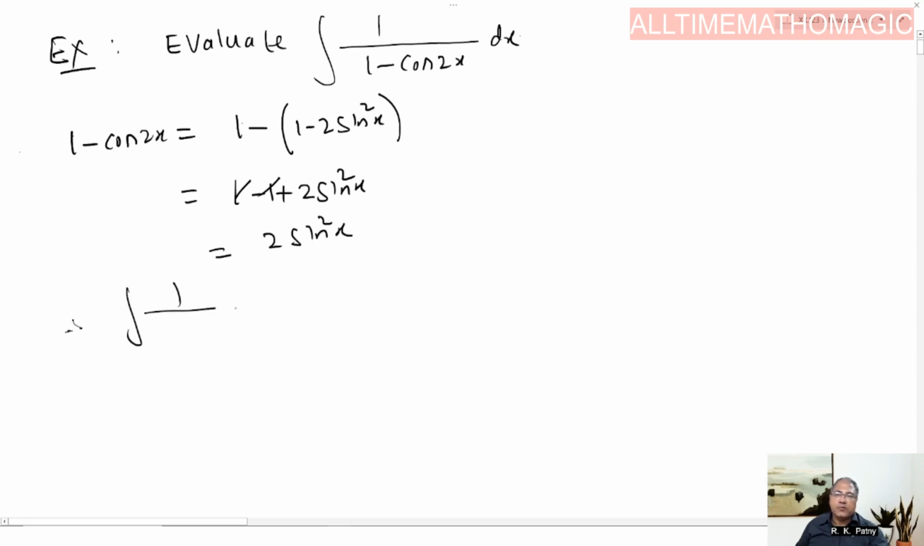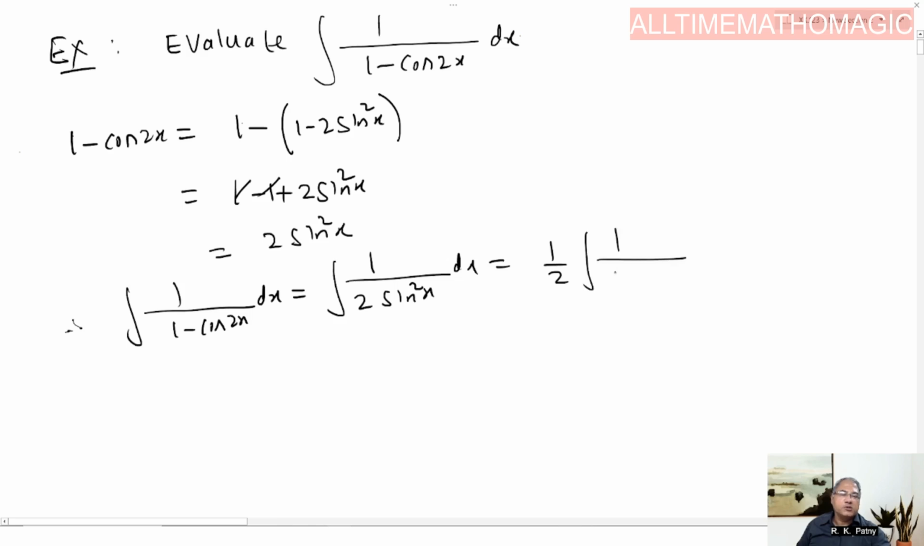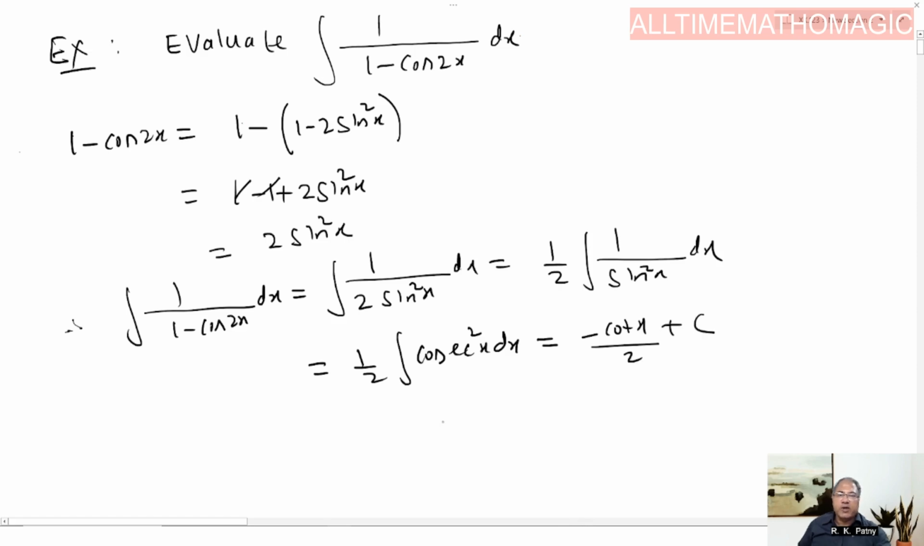Therefore integration of 1 upon 1 minus cos 2x with respect to x equals integration of 1 upon 2 sin square x with respect to x, equals 1 upon 2 outside, integration of 1 upon sin square x, that is nothing but cosec square x. Integration of cosec square x with respect to x equals minus cot x upon 2 plus c. In this way we do the problem whenever 1 minus cos 2x is there. First we cancel the 1 and simplify, after that you do the integration.